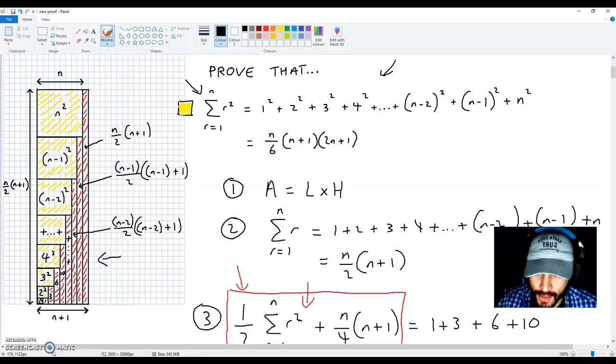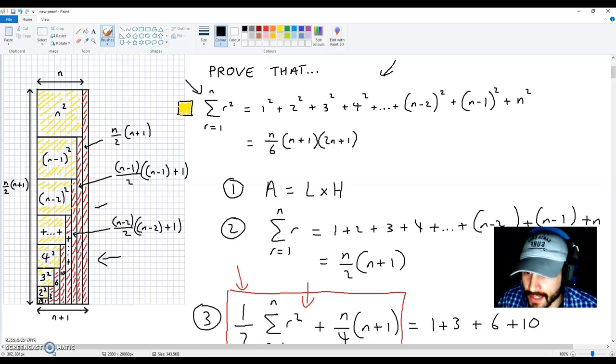The third smallest is equal to 6. Then you get a rectangle of 10. Then you get a rectangle of plus dot dot dot plus. Then you get a rectangle of n minus 2 over 2 multiplied by n minus 2 plus 1. Then you get a rectangle of n minus 1 divided by 2 multiplied by n minus 1 plus 1. Then you get a rectangle of n divided by 2 multiplied by n plus 1.